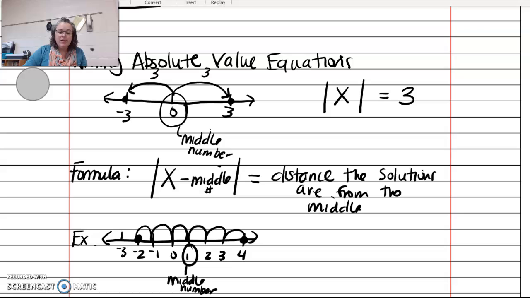And it looks like from the middle number, 4 is 3 spaces away, and -2 is 3 spaces away. That's your distance from the middle number. So when we go to write the equation, we get x minus our middle number, which is 1, and this was equal to the distance of 3. So this is your middle. And then this is your distance.